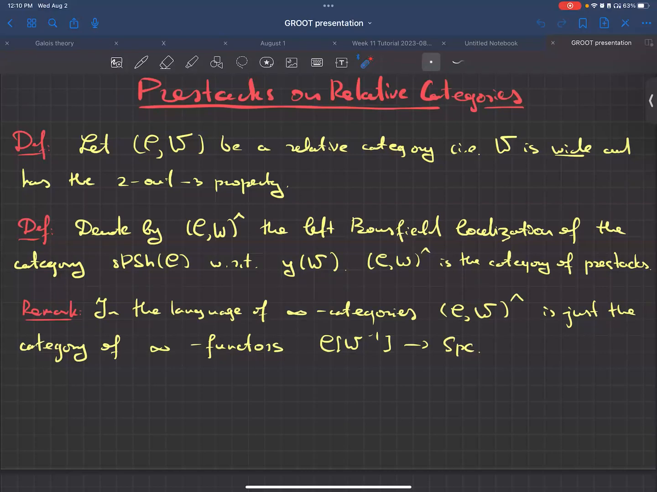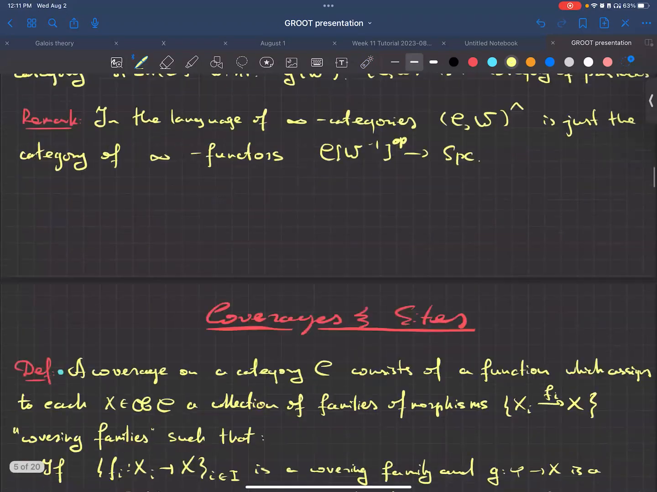In the language of infinity categories, the category of pre-stacks, as I said before, is just the category of infinity functors from, I should put op here, the infinity categorical localization of C at W to the infinity-one category of spaces. And you can model spaces by anything you want: topological spaces, simplicial sets, or whatever other kind of model you choose, CW complexes, for example.